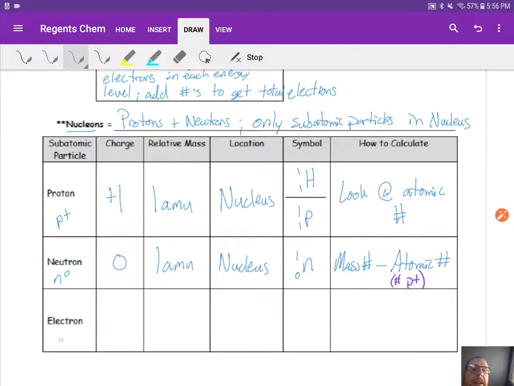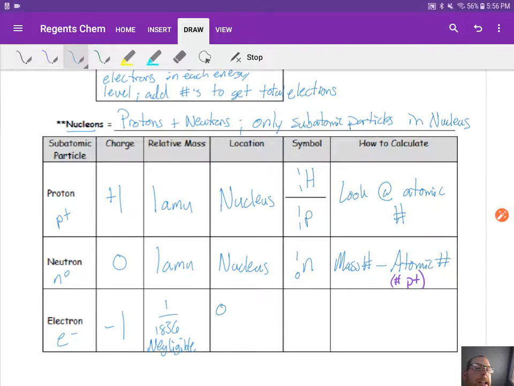And the last subatomic particle is the electron. That's the symbol that you will see me use. Its charge is -1. It has really no mass, guys. It's actually 1 over 1836 compared to protons and neutrons, if you put it into a fraction. So for our purposes, it's negligible, or 0.